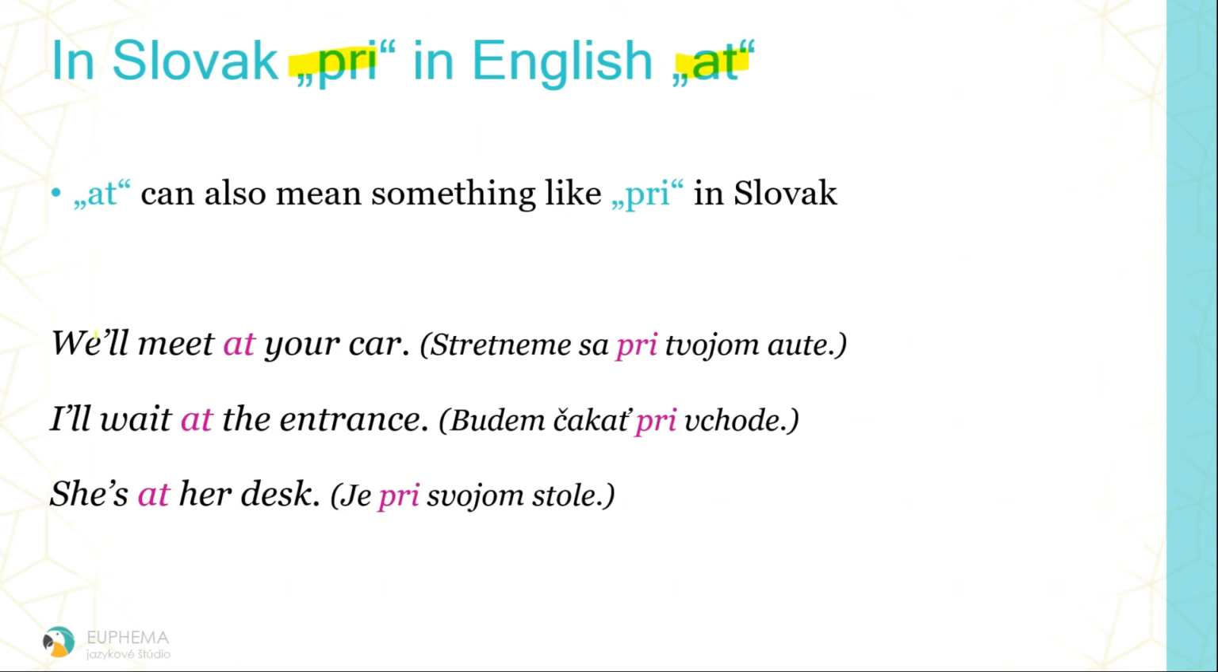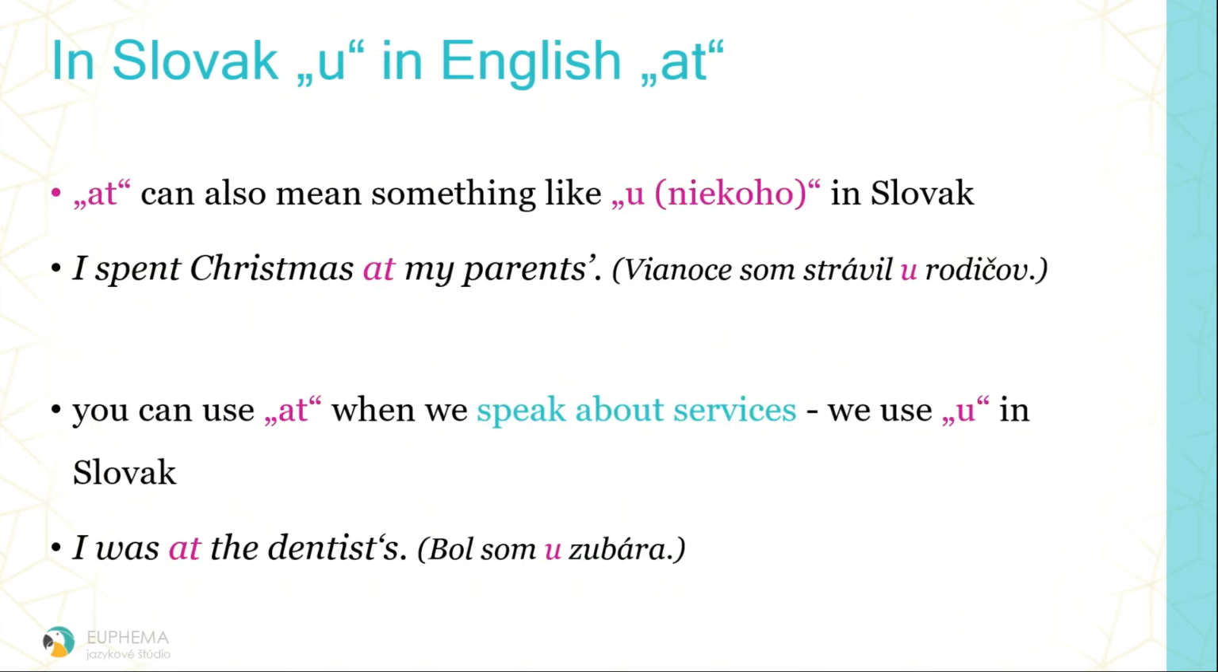For example, you can say a sentence, "We'll meet at your car." "I'll wait at the entrance." Or, "She's at her desk." At can also mean something like u in Slovak. For example, "I spent Christmas at my parents'." We can use at also when we speak about services. For example, "I was at the dentist's."